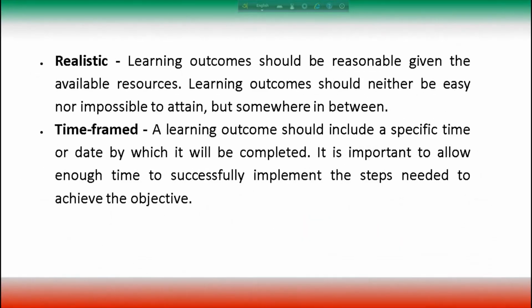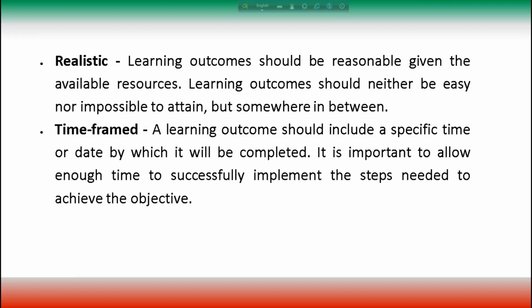R means realistic. Learning outcomes should be reasonable given the available resources. Learning outcomes should neither be too easy nor impossible to attain. It may be possible, always possible, but somewhere in between. Okay. T for time framed or time bound.